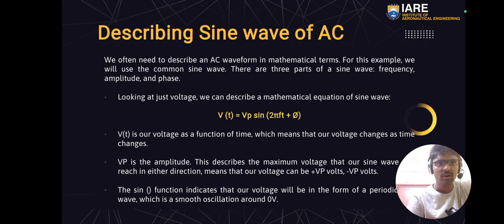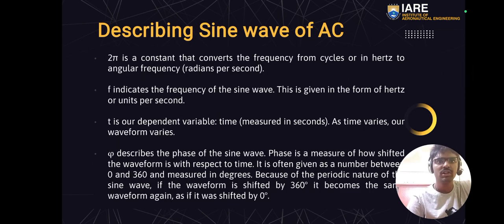V(t) is our voltage as a function of time, which means that our voltage changes as time changes. Vp, in short voltage at peak, is the amplitude. This describes the maximum voltage that our sine wave reaches in either direction, meaning that our voltage can be plus amplitude or minus amplitude volts. So the sine wave basically indicates that our voltage will be in the form of a periodic wave, which is a smooth oscillation around 0 volts. So let us now discuss further about these sine waves.